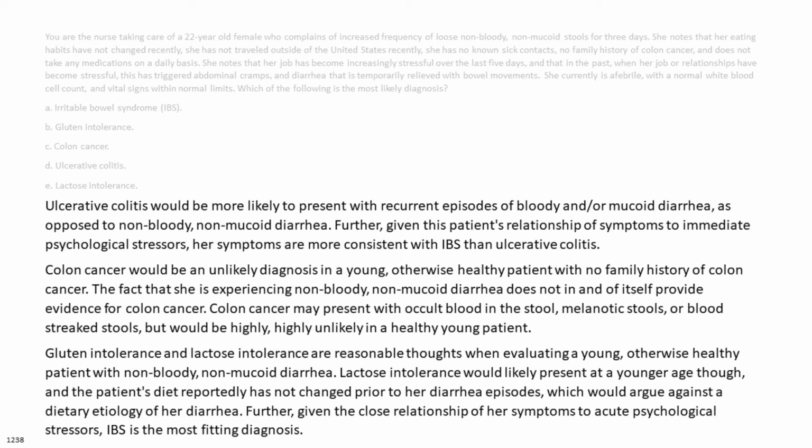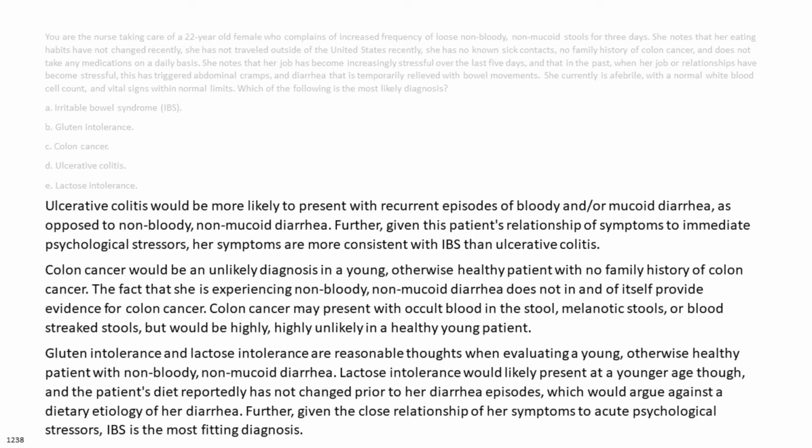Ulcerative colitis would be more likely to present with recurrent episodes of bloody and/or mucoid diarrhea, as opposed to non-bloody, non-mucoid diarrhea. Further, given this patient's relationship of symptoms to immediate psychological stressors, her symptoms are more consistent with IBS than ulcerative colitis. Colon cancer would be an unlikely diagnosis in a young, otherwise healthy patient with no family history of colon cancer.